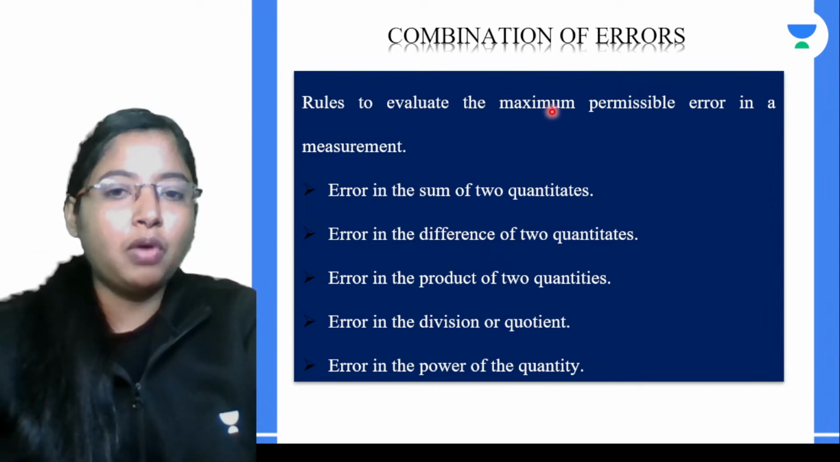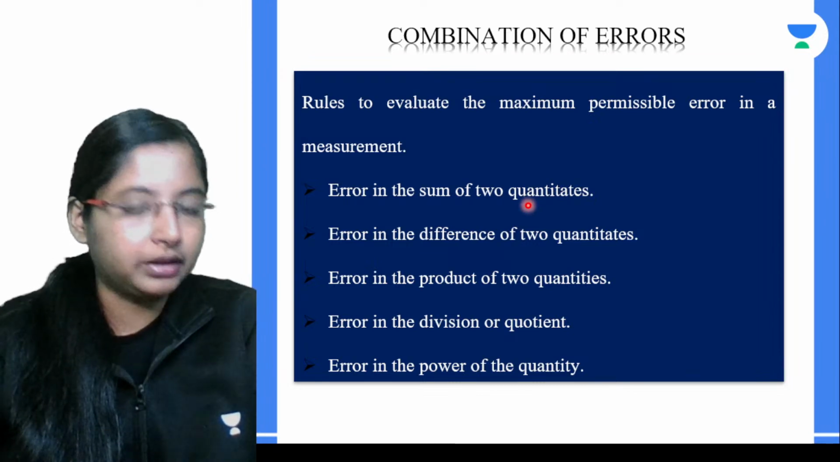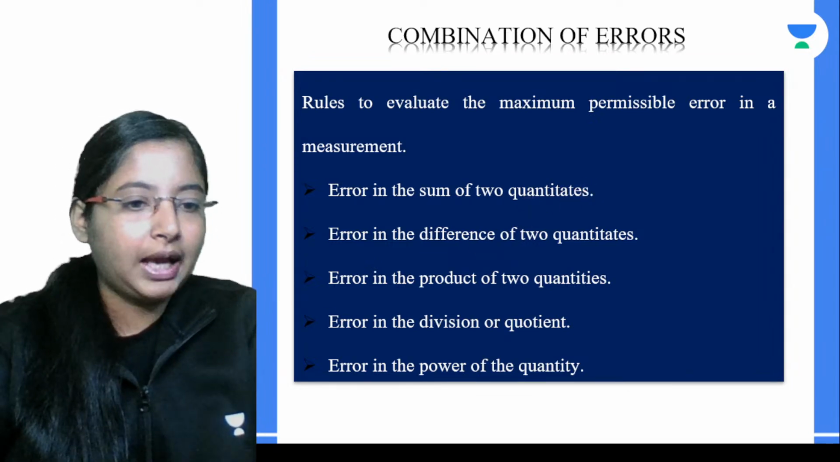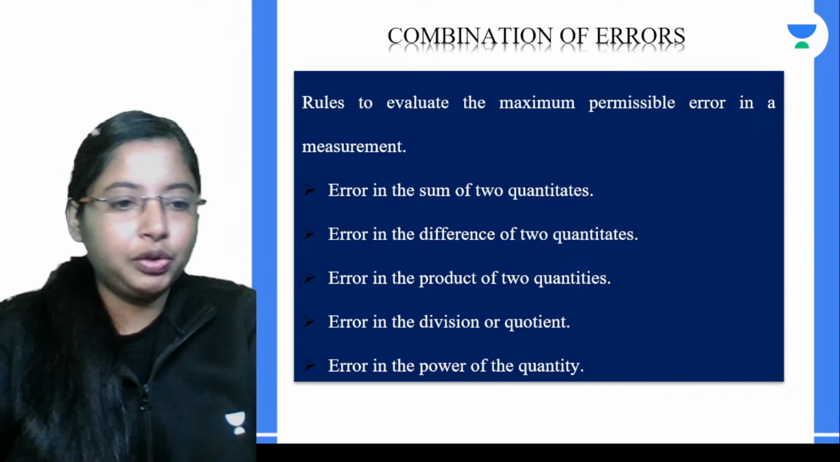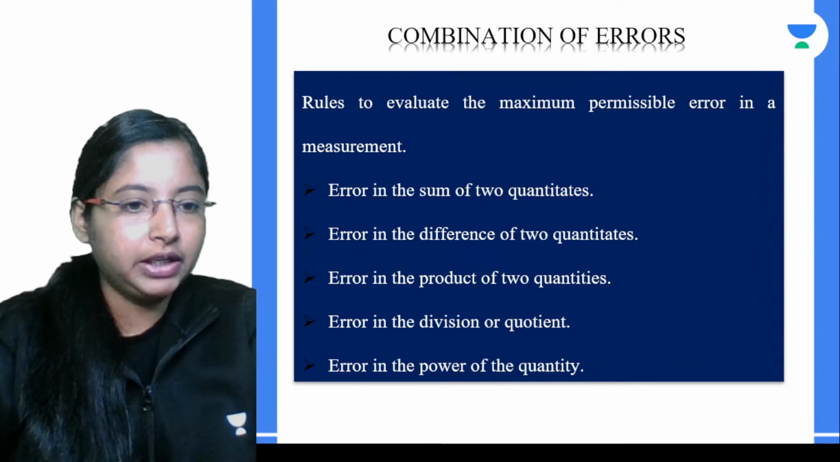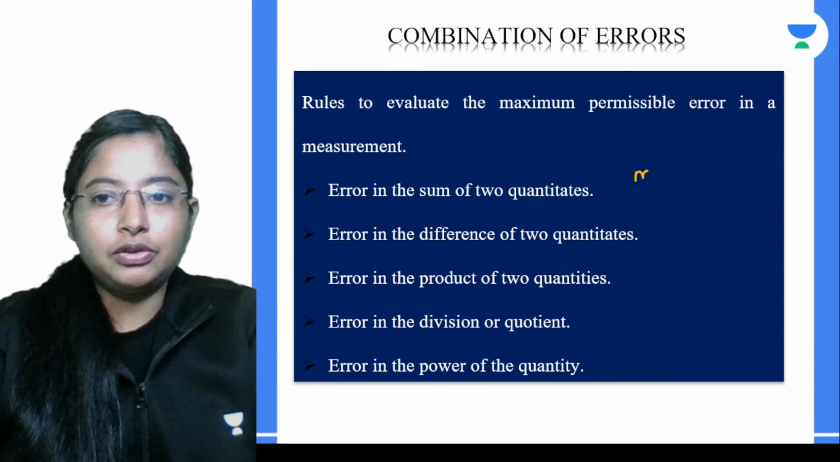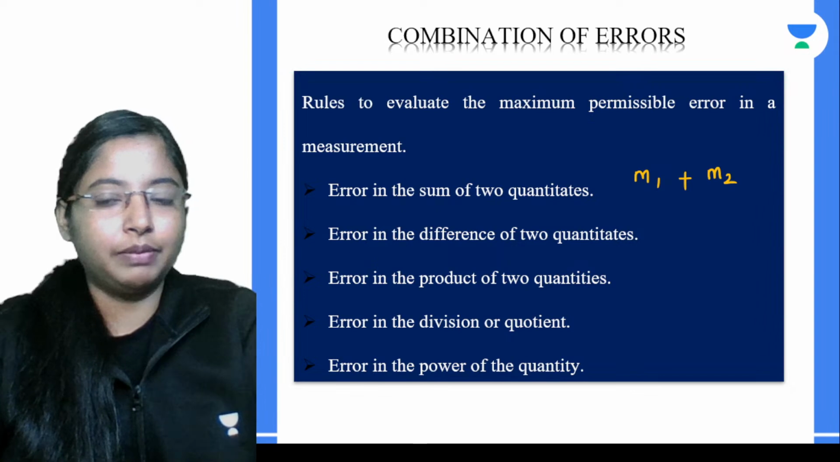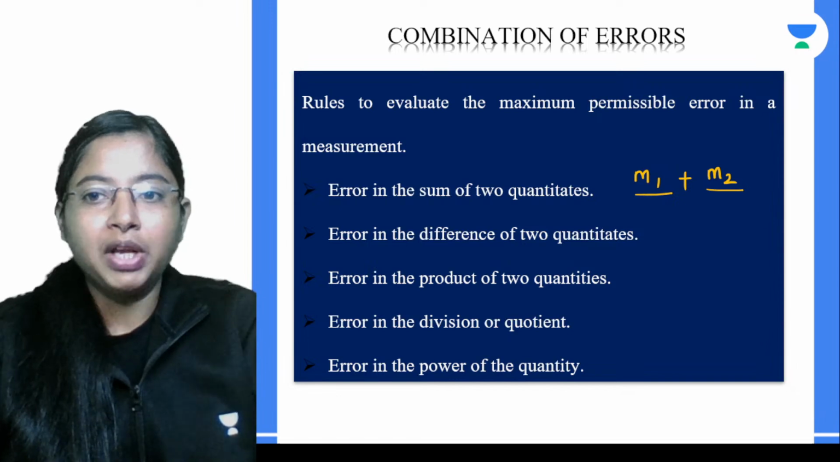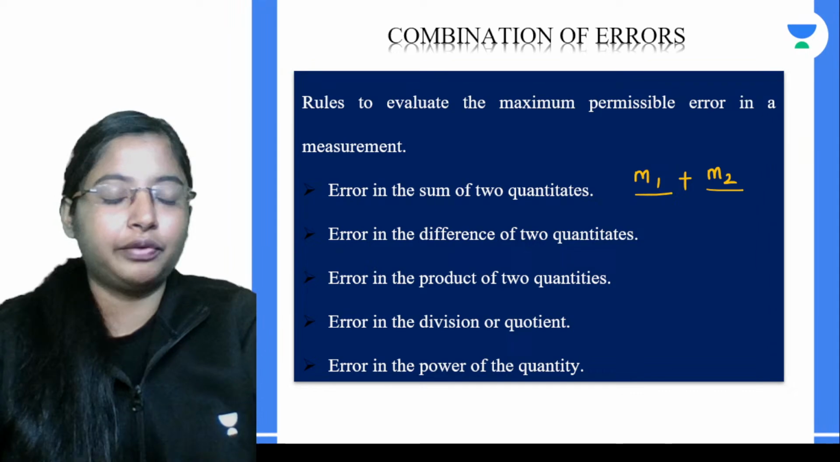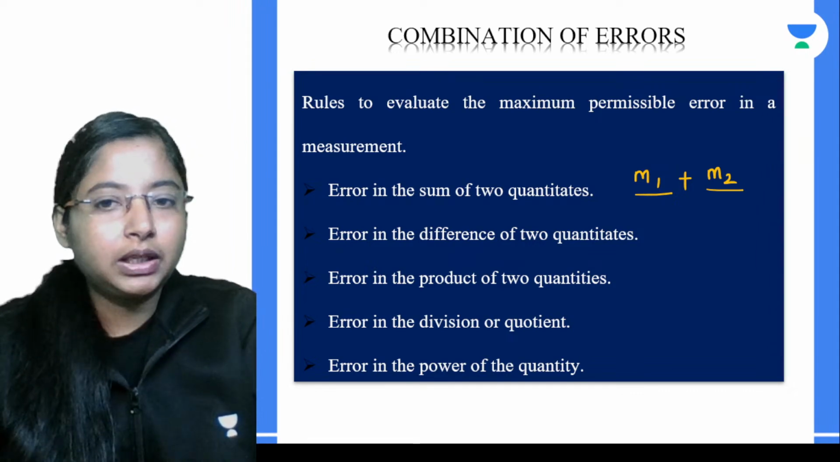When there is a sum of two quantities, how do we measure error? For example, you measure the mass of one quantity and the mass of another quantity, and then you add these masses. There might be an error when you measure the first quantity and an error when you measure the second. How do we get the total error of this entire system? That will basically be the sum of errors.